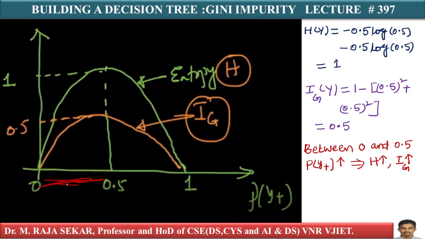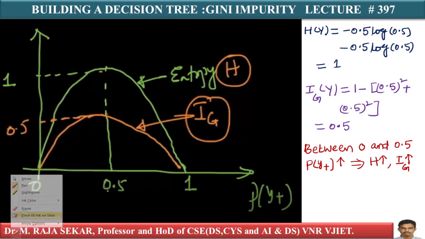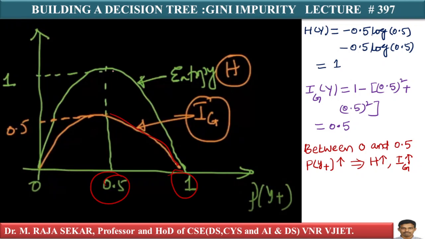In this region between 0 and 0.5, as p of y plus increases, both entropy and information gain are increasing. Between 0.5 and 1, what happens? This is decreasing. Information gain is decreasing, and also entropy is decreasing.